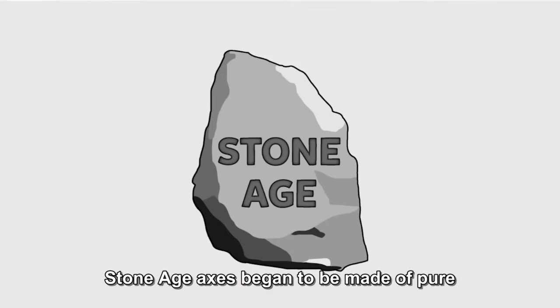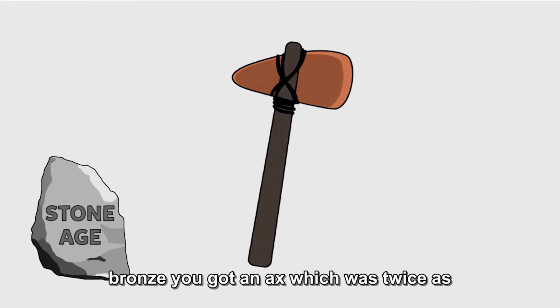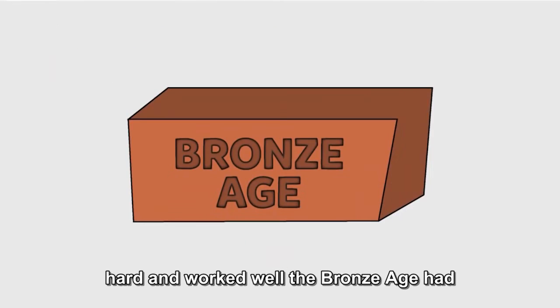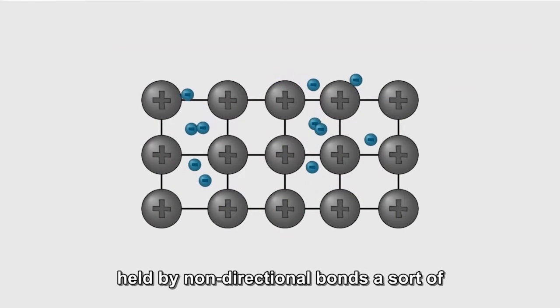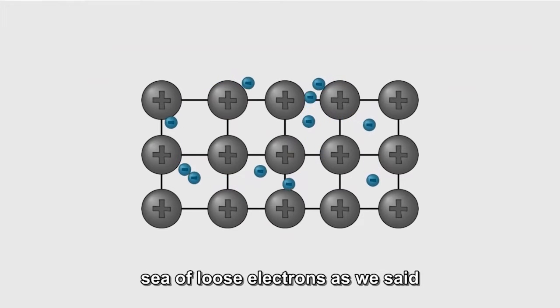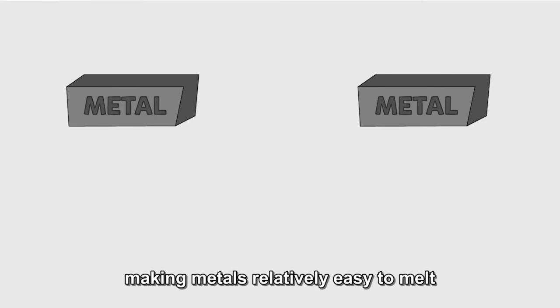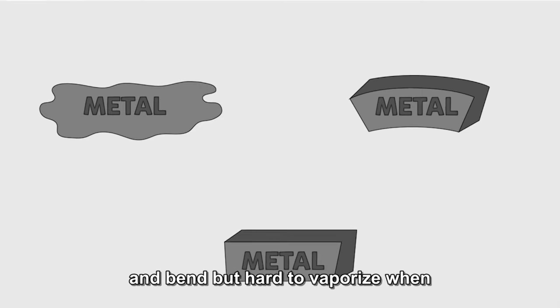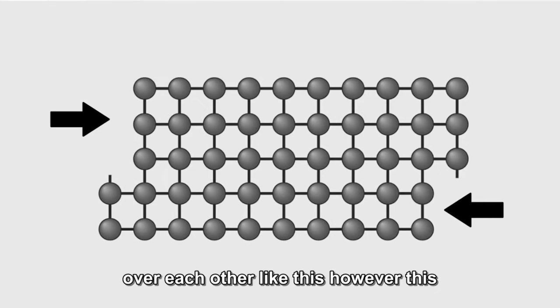During the late Stone Age, axes began to be made of pure copper, but they were fairly soft. When small amounts of tin were added to make bronze, you got an axe which was twice as hard and worked well. The Bronze Age had arrived. The atoms in a metal lattice are held by non-directional bonds, a sort of sea of loose electrons, as we said, allowing the atoms to slide past each other, still touching, making metals relatively easy to melt and bend, but hard to vaporize. When metals change shape, atoms actually slip over each other like this.